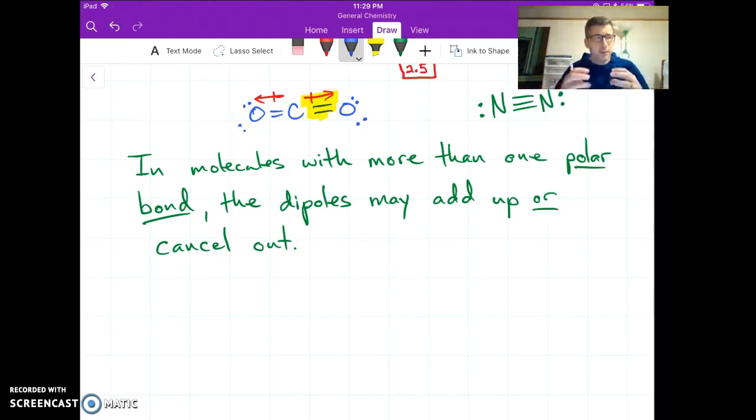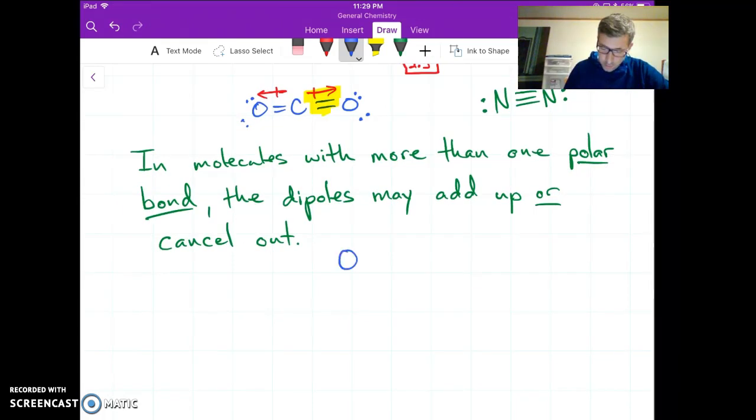And when those forces are pulling in opposite directions, they cancel each other out like a tug of war between two equally strong opponents. The rope doesn't move because the forces are canceled. They're opposing each other. And so that happens with CO2. But on the other hand, if you have multiple dipoles that maybe head in the same direction, you could have a situation like, for example, with water.